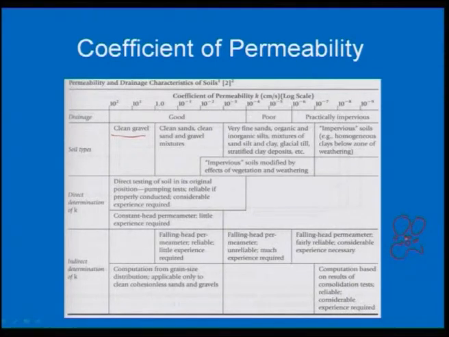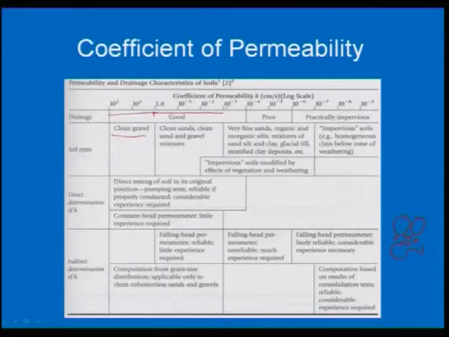Look at the range: for clean gravel it is varying from here to here, for clean sand it is varying from 1 to 10 to the power minus 3. Very fine sand, particularly this is the range we call good drainage, that means 10^2 to 10^-4. Whatever the coefficient of permeability, that we say it is a good drainage, that means in that soil water will pass very easily.